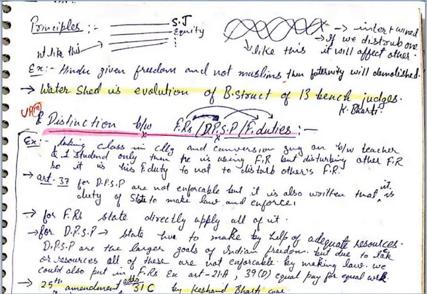So we have completed the topic basic structure in the previous lecture, and we had seen that the principles underlying, like social justice and equity, are not parallel to each other, but are intertwined with each other. If we disturb one, then it will also affect the others. So our next topic is the relationship or the distinction between fundamental rights, DPSP and fundamental duties. This also comes in the UP mains.